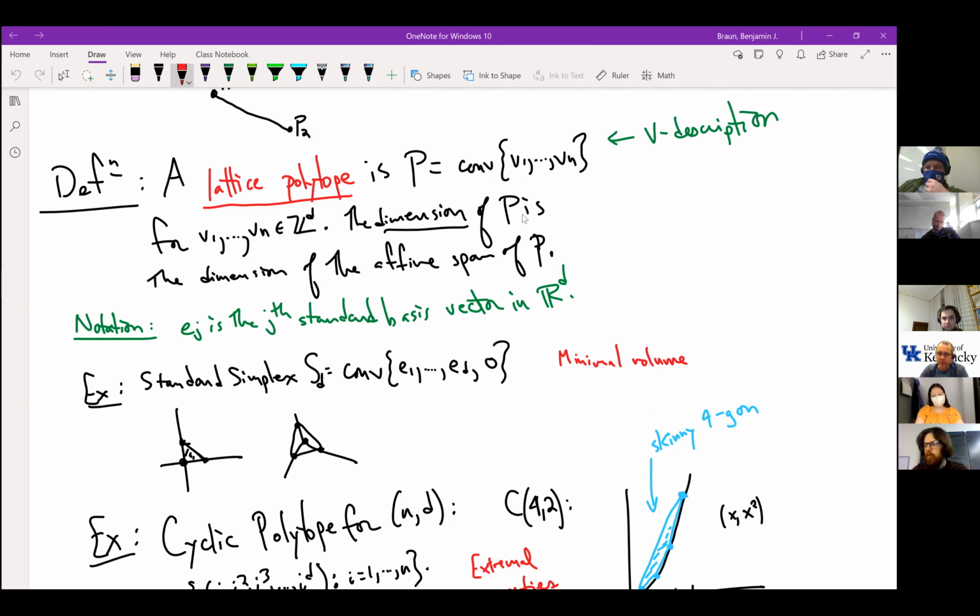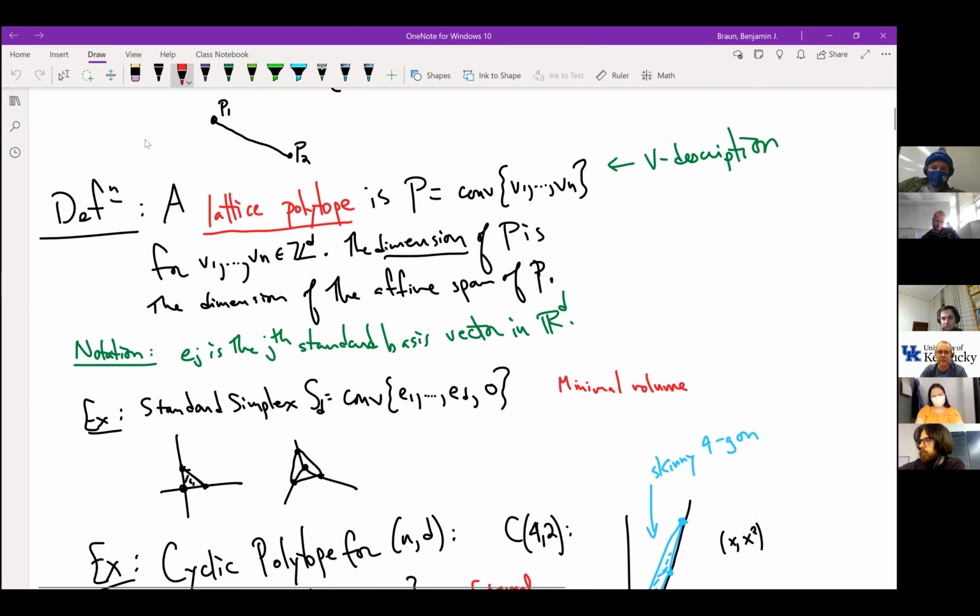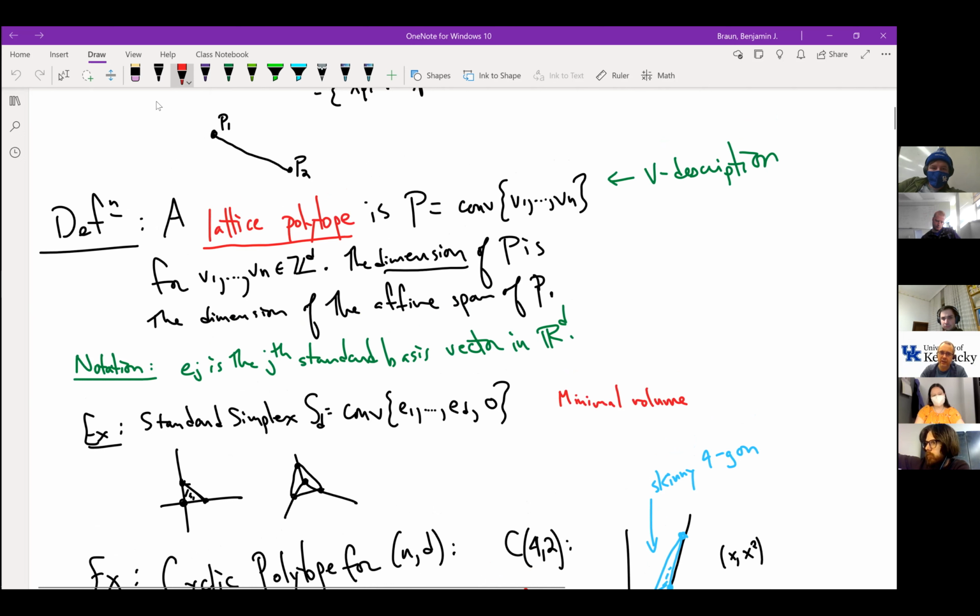And the dimension of the polytope is the dimension of its affine span. So if you don't know what that is, don't worry about it. That's something you can look up. The point is that there's some smallest affine linear subspace that contains it. For example, for 2 points, the smallest affine linear subspace containing them is the line through those points. So that's a one-dimensional polytope, even if P1 and P2 in this example up above are in a very high dimensional space.